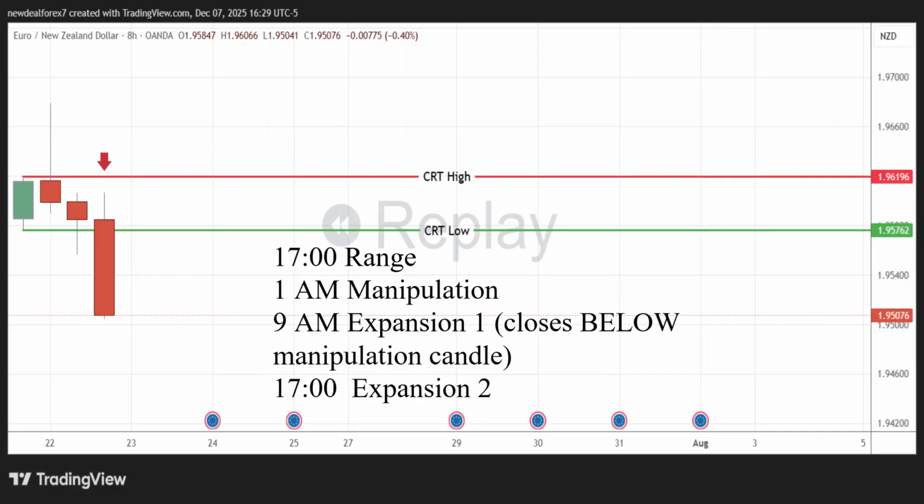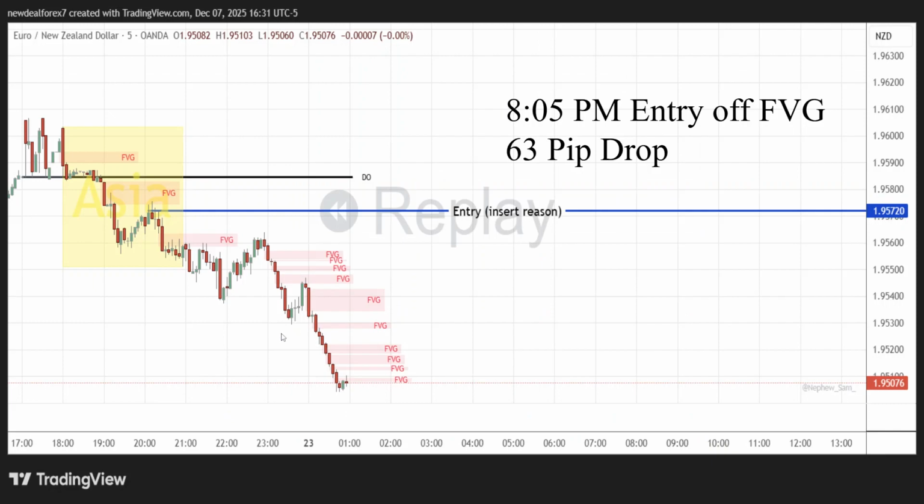Okay, so let's take a look now at the 5-minute chart. At 8:05, it would have been the best entry off of this fair value gap. If you want more info on entries, you can take a look at some of the deep studies. Look at the deep study playlist; you'll see more info on that. But this would have been a good entry right here at 8:05.